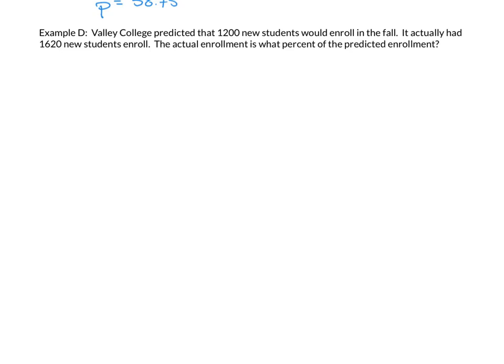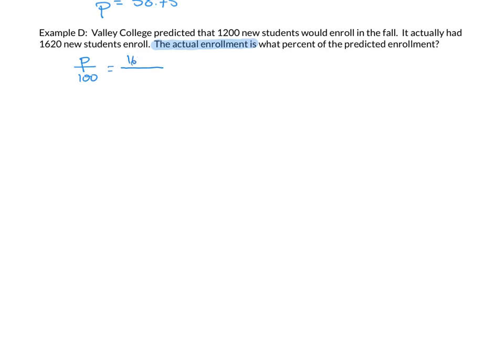Example D, we have Valley College predicted that 1,200 new students would enroll in the fall. It actually had 1,600 new students enroll. We want to know the actual enrollment is what percent of the predicted enrollment. So we have P over 100. We do have those key words in this statement. We have the actual enrollment is, so I'm going to put the actual on top.